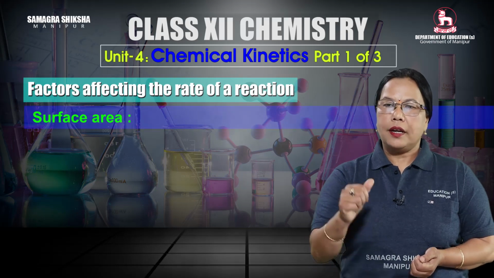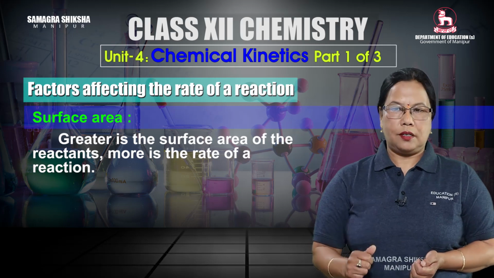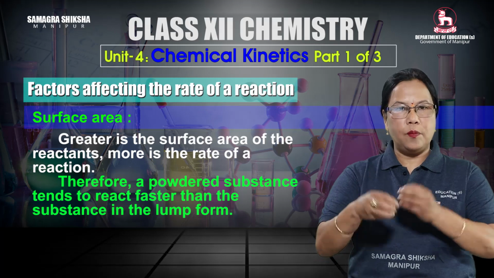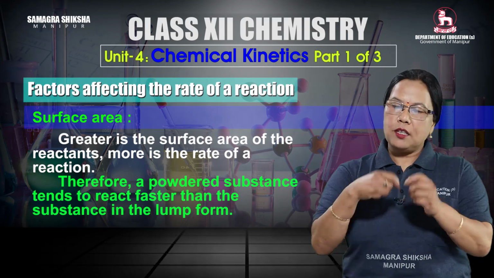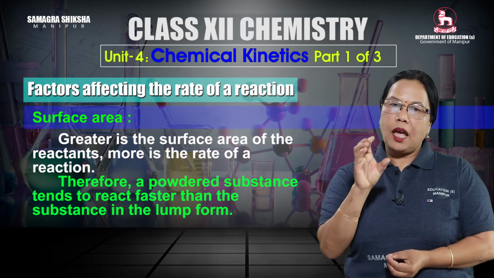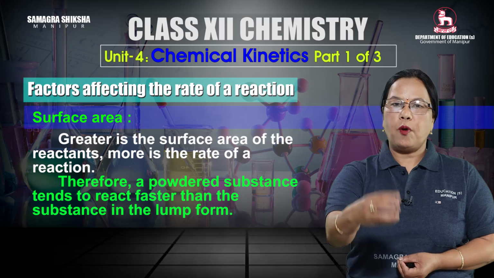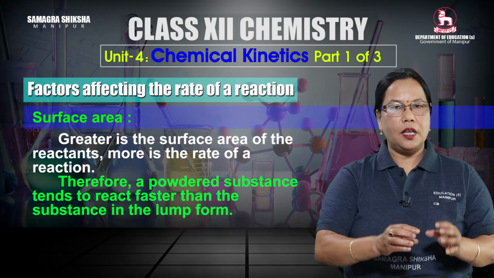Greater is the surface area of the reactants, more is the rate of the reaction. For example, a metal in powder form reacts faster than a lump of metal, because powder has a greater surface area.